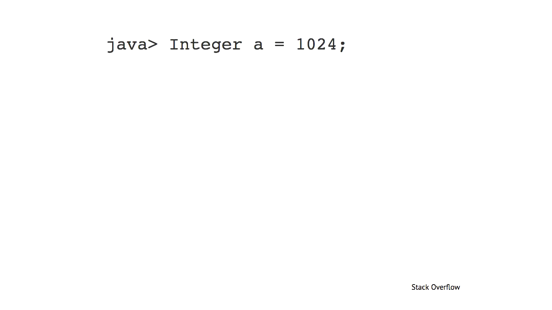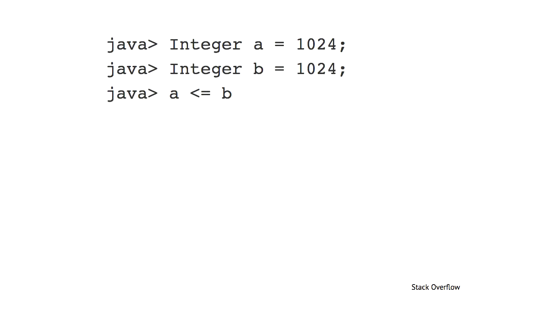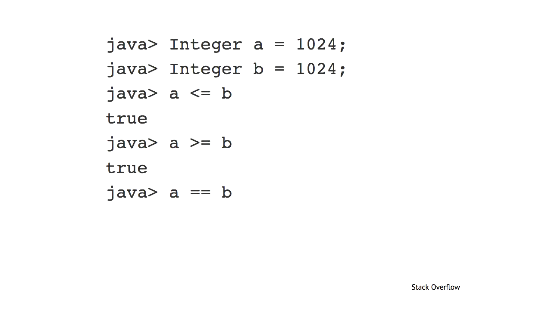Let's talk about Java. If I have an integer a that is 1024 and I have an integer b that is 1024, is a less than or equal to b? True. Is a greater than or equal to b? Yes. So a is equal to b. This is to do with integer caching, which is another fun barrel of monkeys.